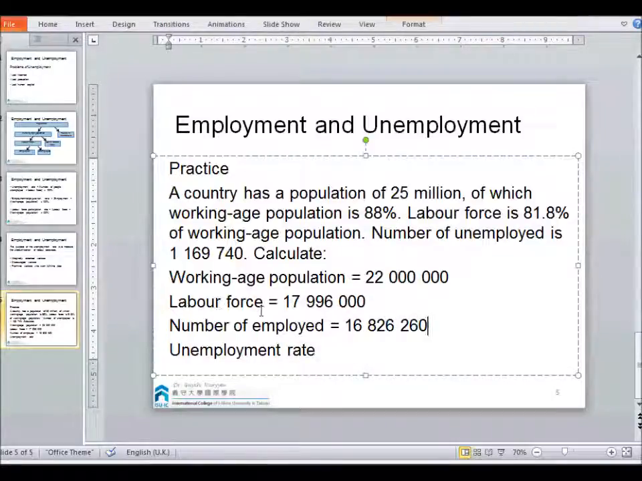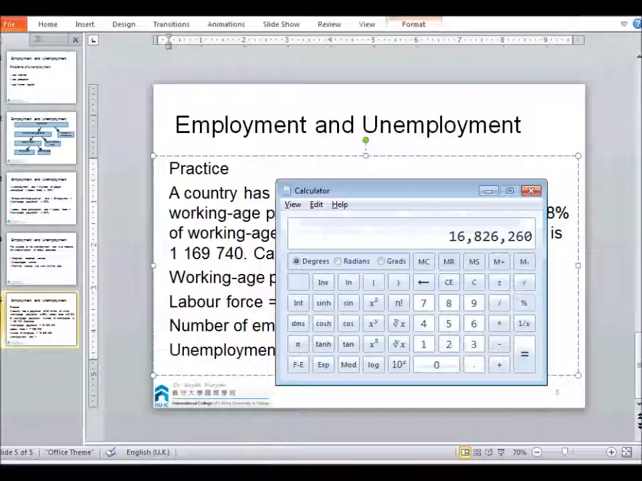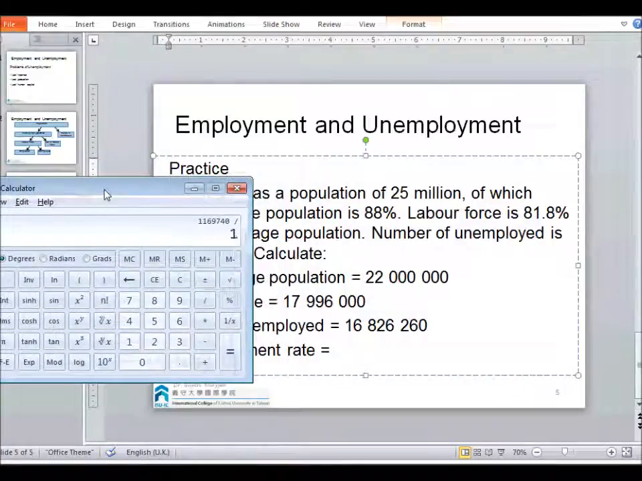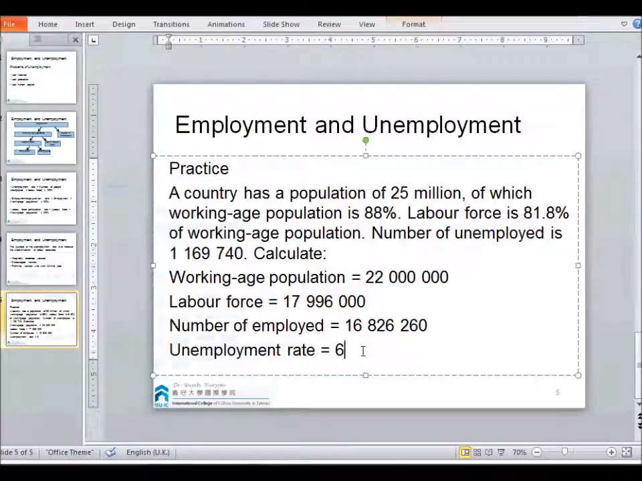This amount of people are employed, and the unemployment rate is the ratio of the number of people unemployed to the labor force. 1,169,740 divided by the labor force, which is 17,996,000. So that is 6.5%.